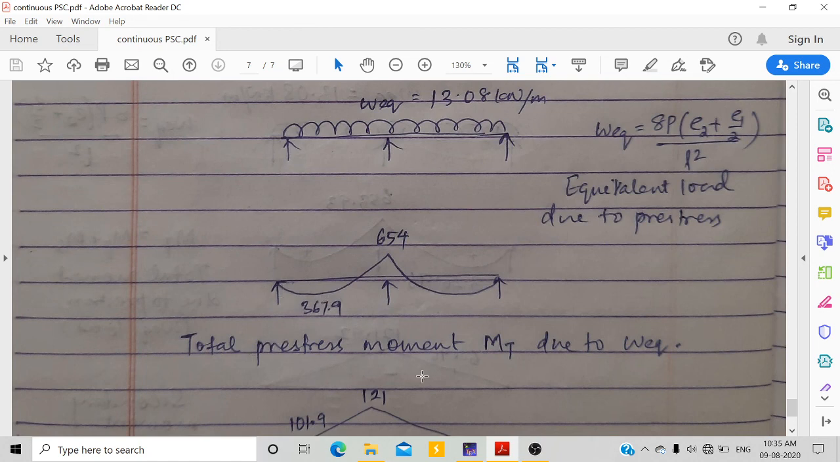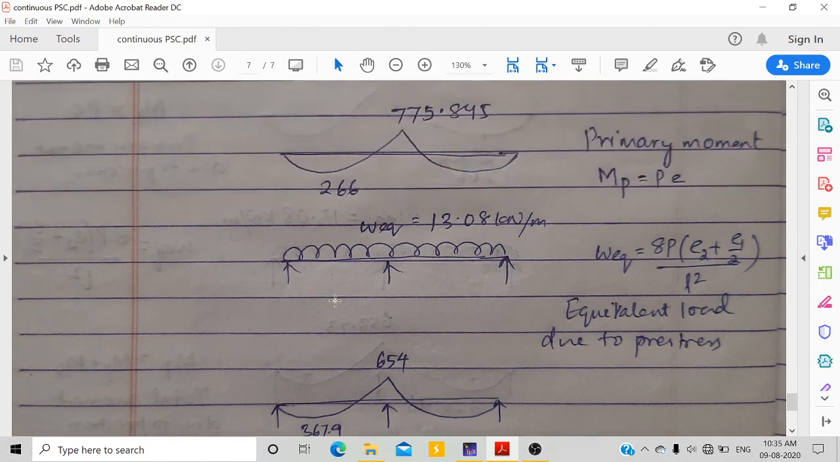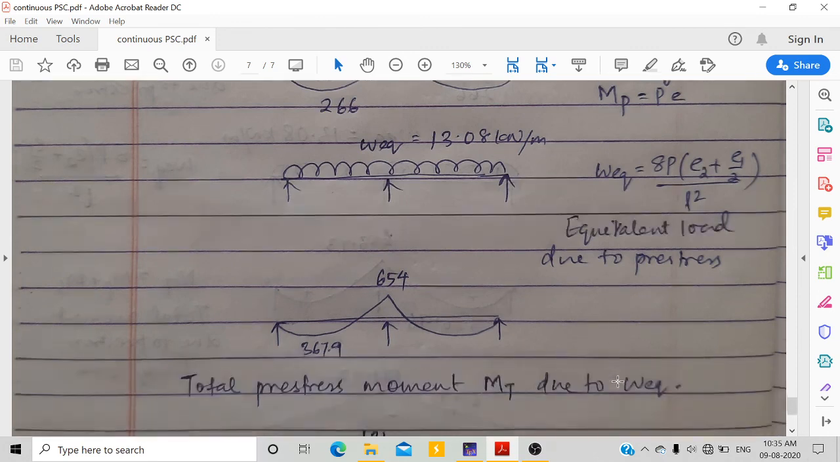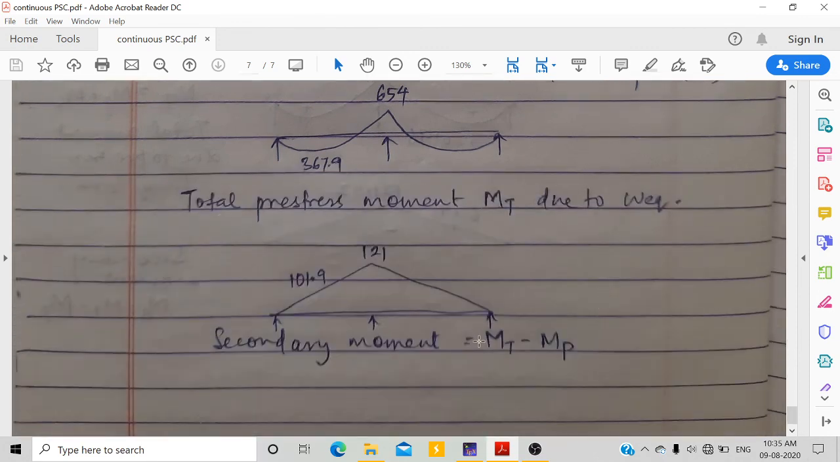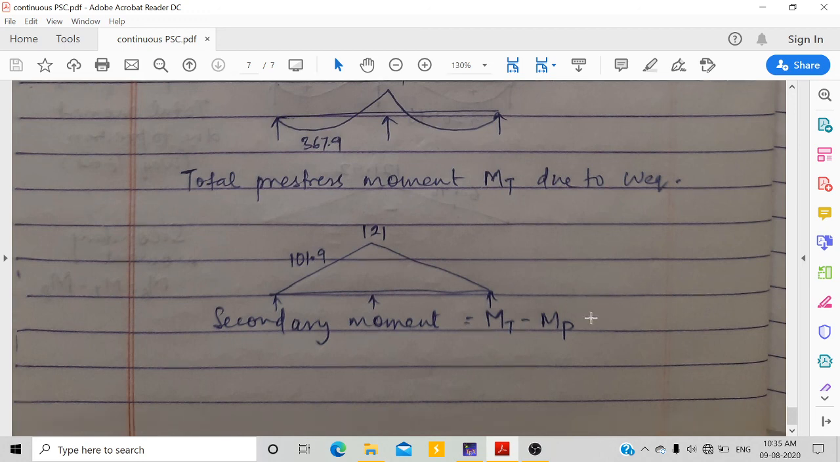So we got the total pre-stress moment, MT we say, due to this equivalent load. So this is the total pre-stress moment. This is the primary moment. So we will get a secondary moment, which is the difference between the total moment and the primary moment. This is how you'll get the secondary moment. Okay. So this ends the design of the continuous pre-stress beam. Hope this is helpful to you. Thank you for watching.